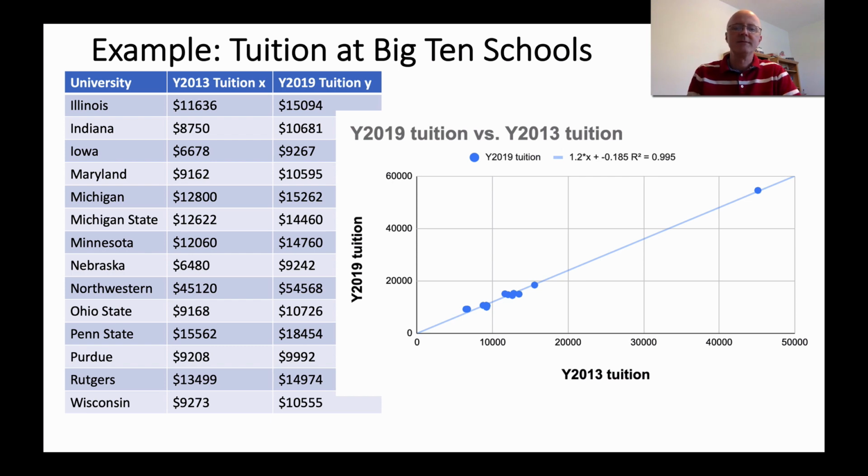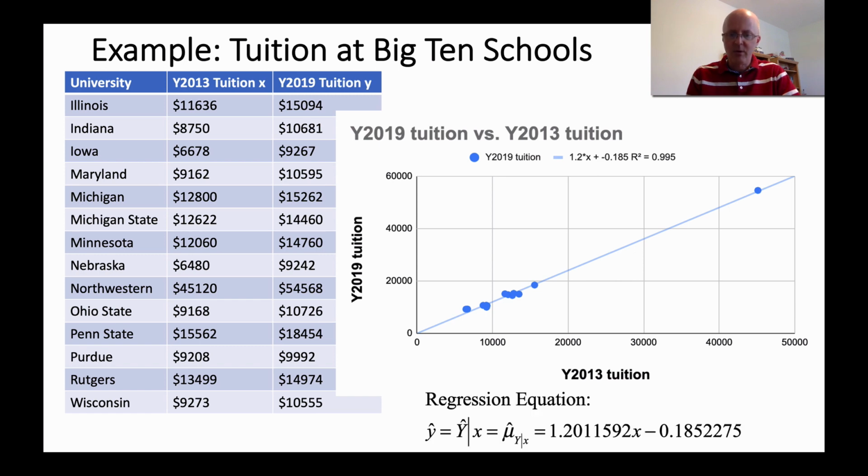It's much more expensive than the other Big Ten schools. Though it does fit the trend pretty well, you see the regression line in here, the least squares regression line that minimizes the SSE, the sum of the squares of the errors. And you can have the technology compute the regression line equation for you, and I wrote it like this before.